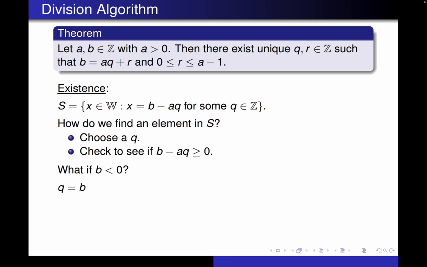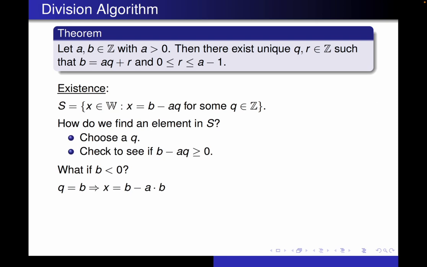Now, b is an integer, and remember that q doesn't have to be a positive integer. It could be any integer. It just has to make b minus aq a non-negative number. Well, let's see if it makes b minus aq a non-negative number.